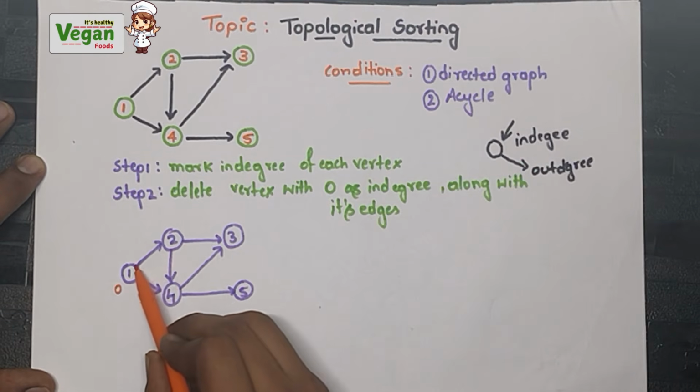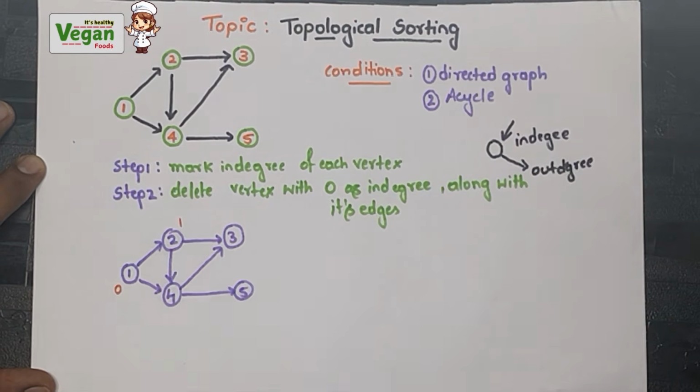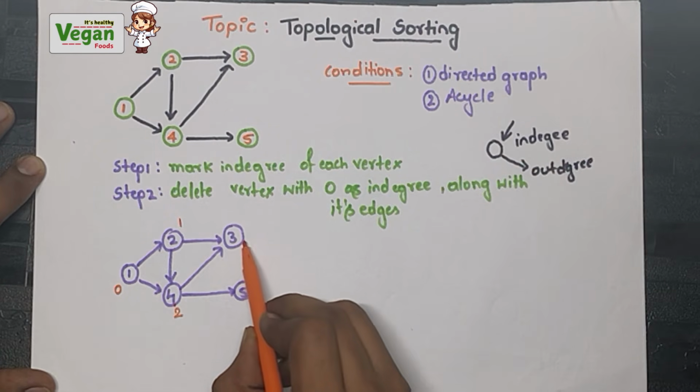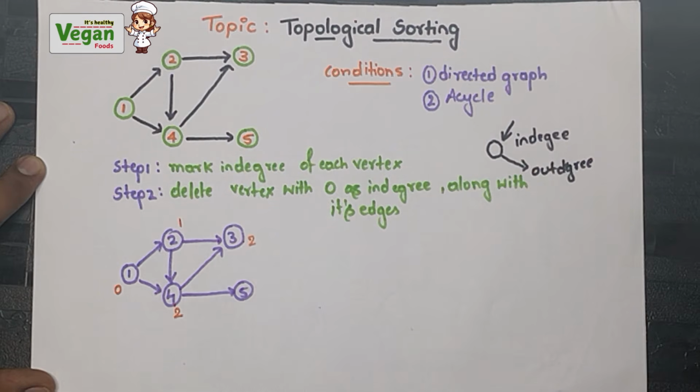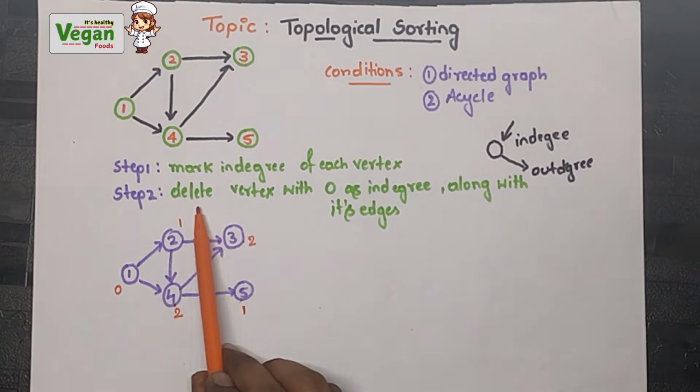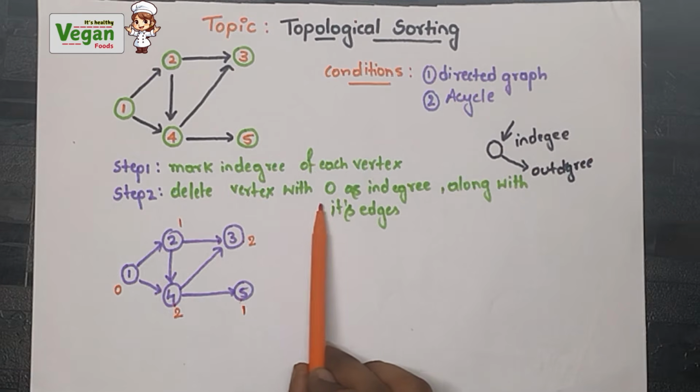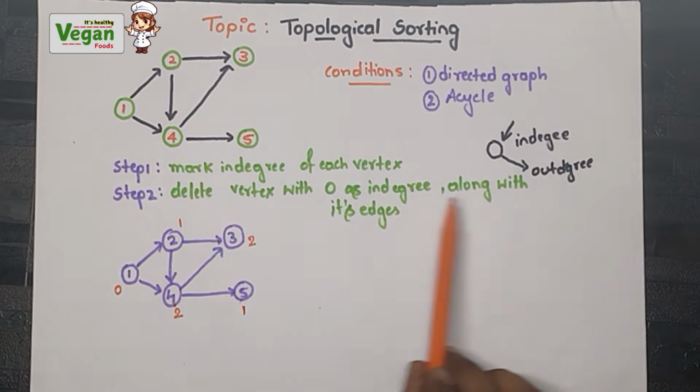Towards 2, only one edge is coming from 1, therefore 1. Two edges are coming towards vertex number 4, so its in degree is 2. For the third vertex, 2 edges are coming towards it, so 2 is the in degree. For 5, only one edge is coming towards it, so its in degree is 1. So what is the second step? Delete the vertex with 0 as in degree along with its edges.